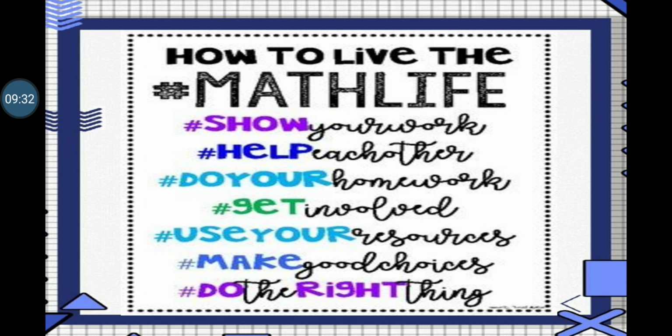How to live a math life? Show your work, help each other, do your homework, get involved. Use your resources, make good choices, and always do the right thing.